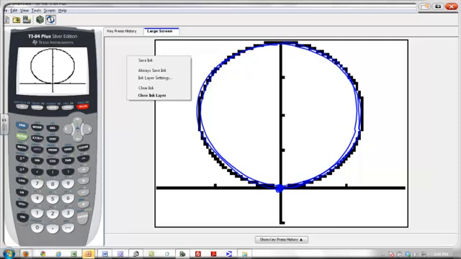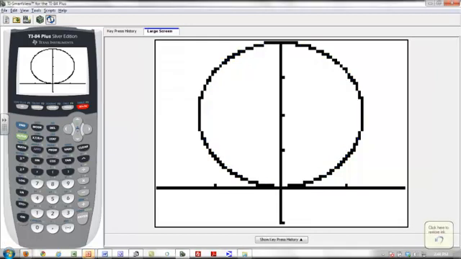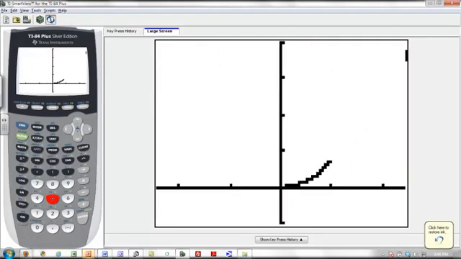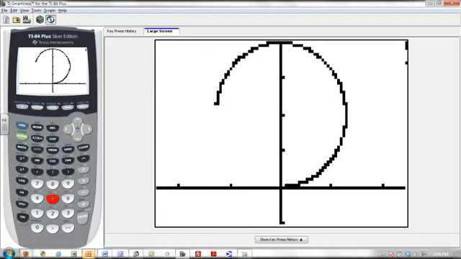Well, what I'm going to do is a zoom square so that the aspect ratio looks more appropriate. Looks like a big old oval or circle? Not a circle, an ellipse. No.